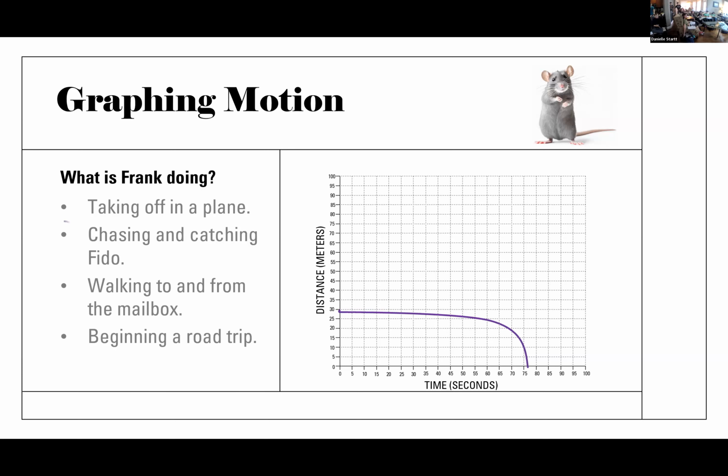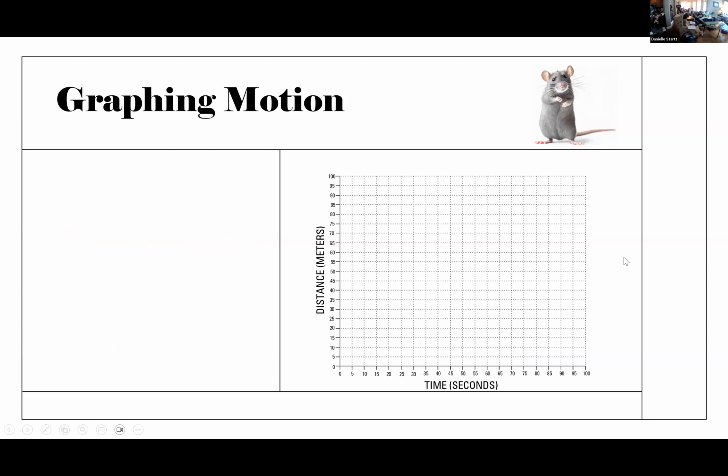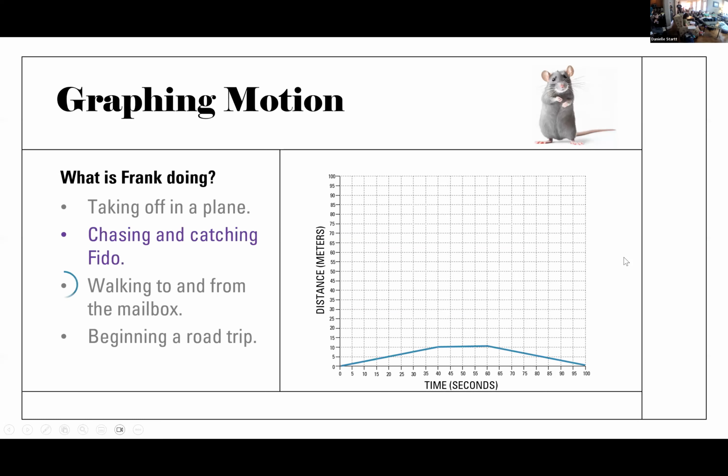Okay, so in this case, he's chasing and catching Fido. So he's running here. You can see he's kind of still right here, but he had to get him. This is right at the end. This is that catching. You got to slow down. All right, so how about this one?